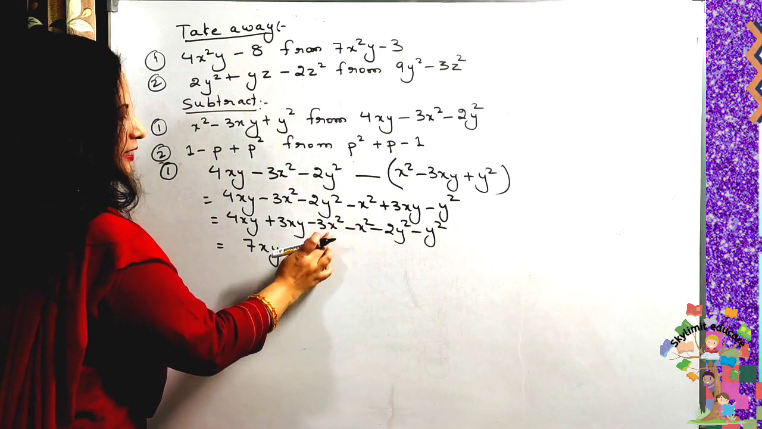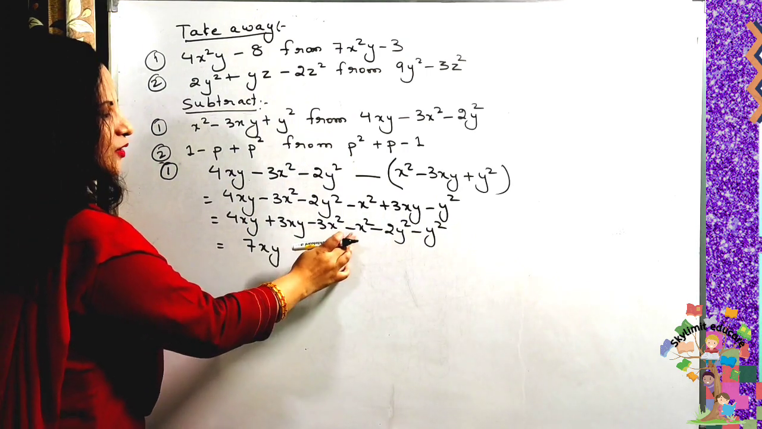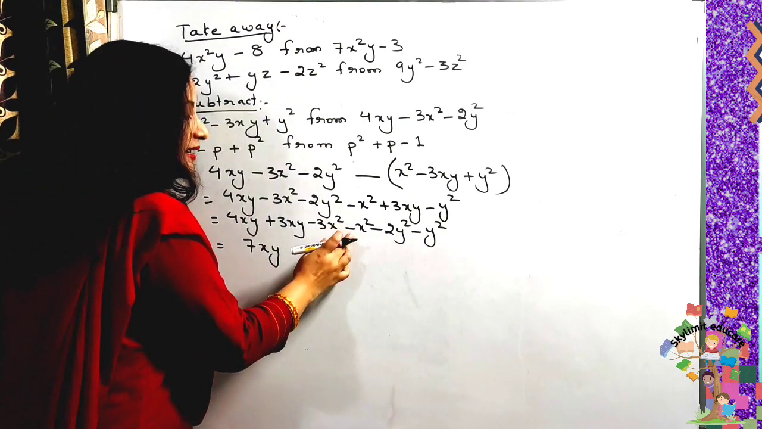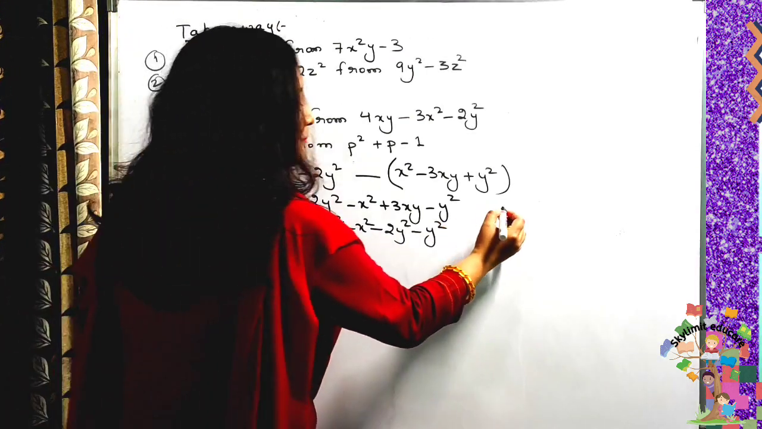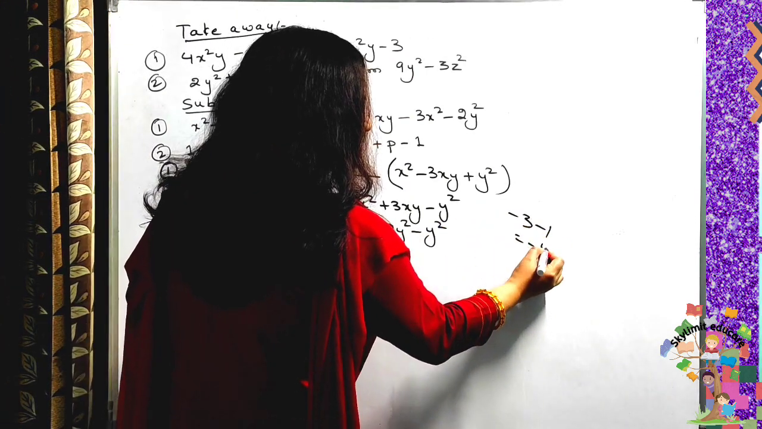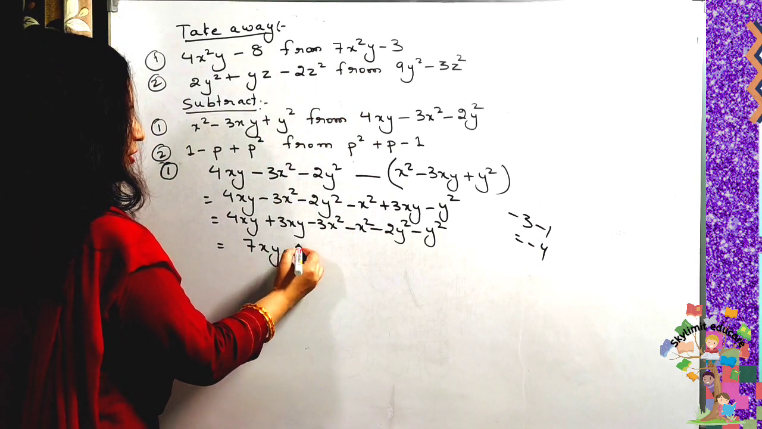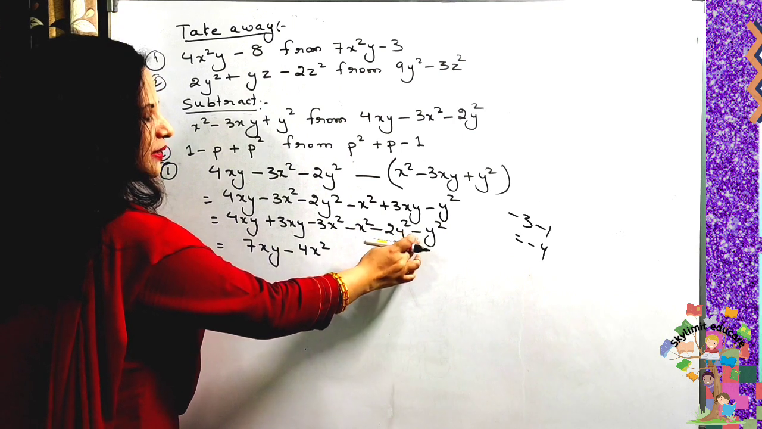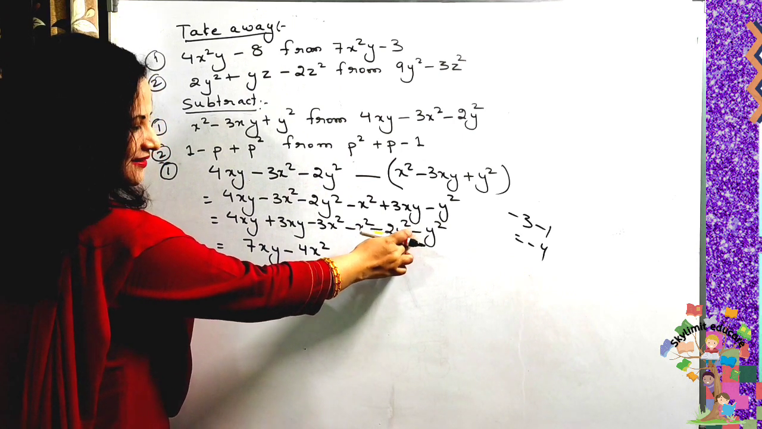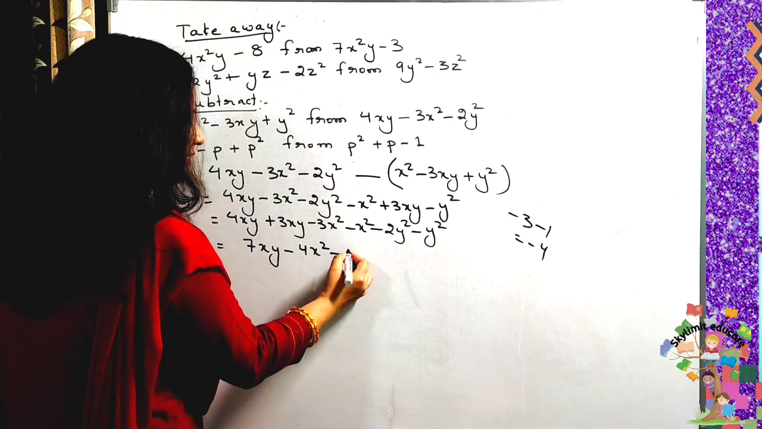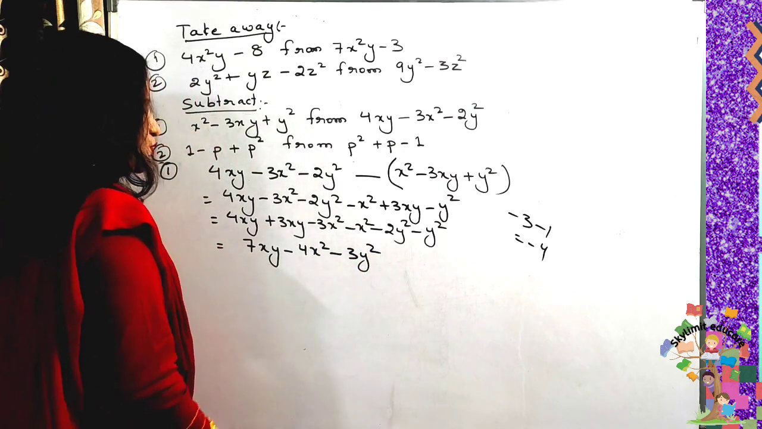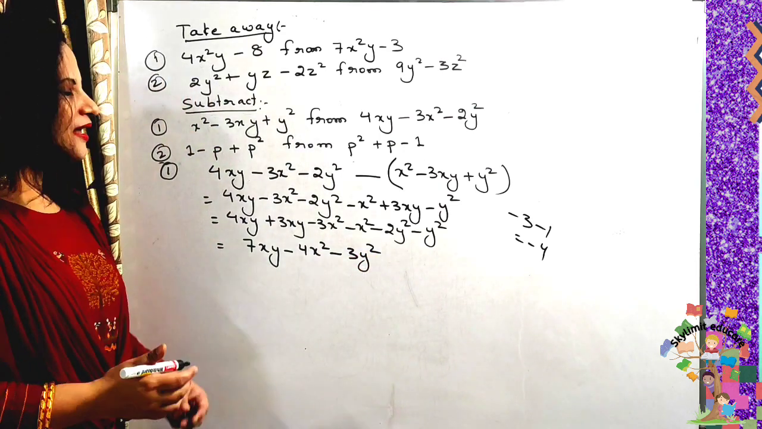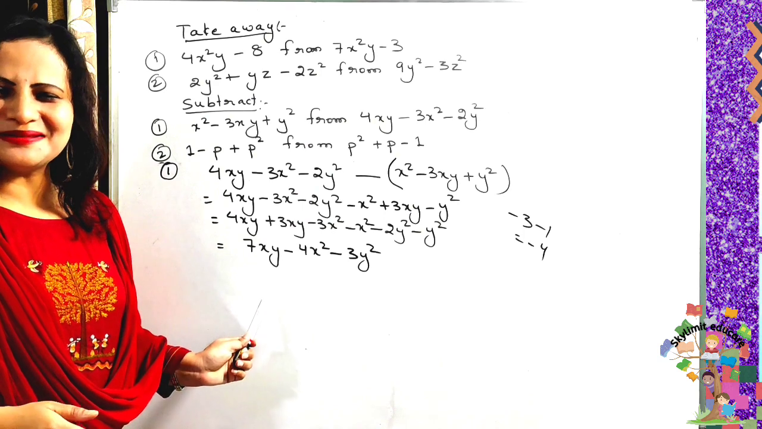Now these two are like terms. Minus 3 and here no number is there, means what is there? But it's having minus sign, so it is minus 1. Minus 3 minus 1 is equal to minus 4. So minus 4x square. And this is minus 2 and here no number is there, means it is minus 1. So minus 2 minus 1 will be minus 3y square. And now whatever you have obtained are unlike terms. So this is your answer.